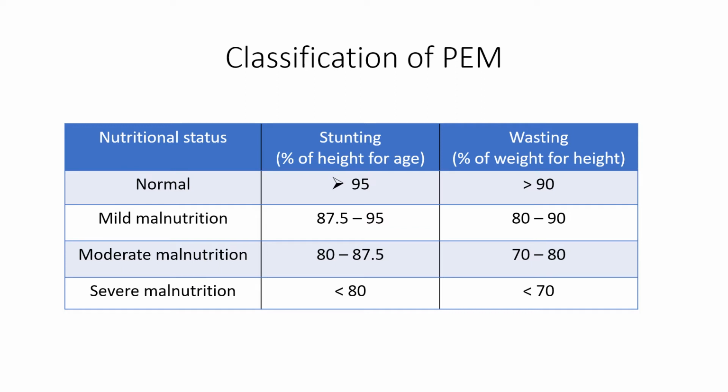that is for stunting, the height for age percentage. Whereas moving on to wasting, if it is more than 90%, it is considered normal. 80 to 90% is considered as mild malnutrition. 70 to 79%, there's a mistake here, 70 to 79% is considered as moderate malnutrition. Anything less than 70 is known as severe malnutrition with respect to wasting, that is weight for height.